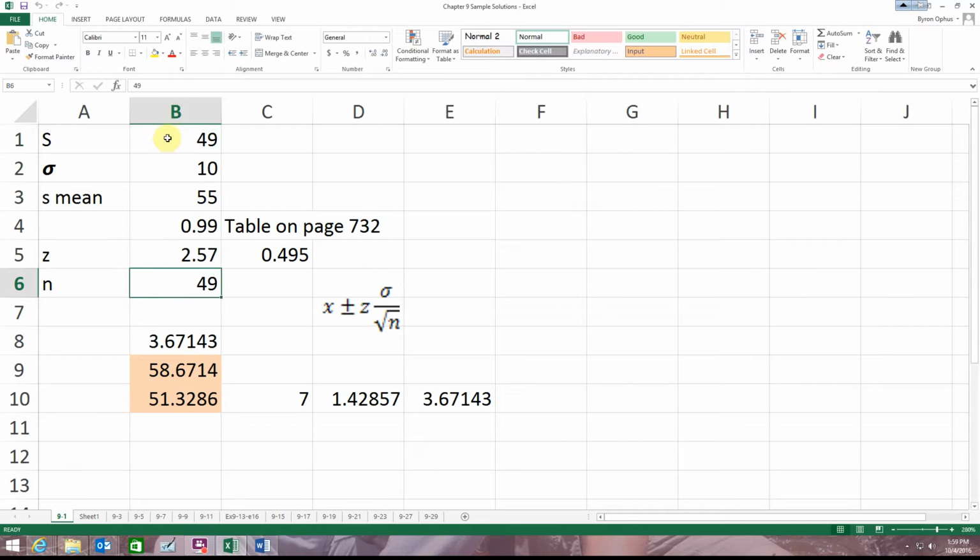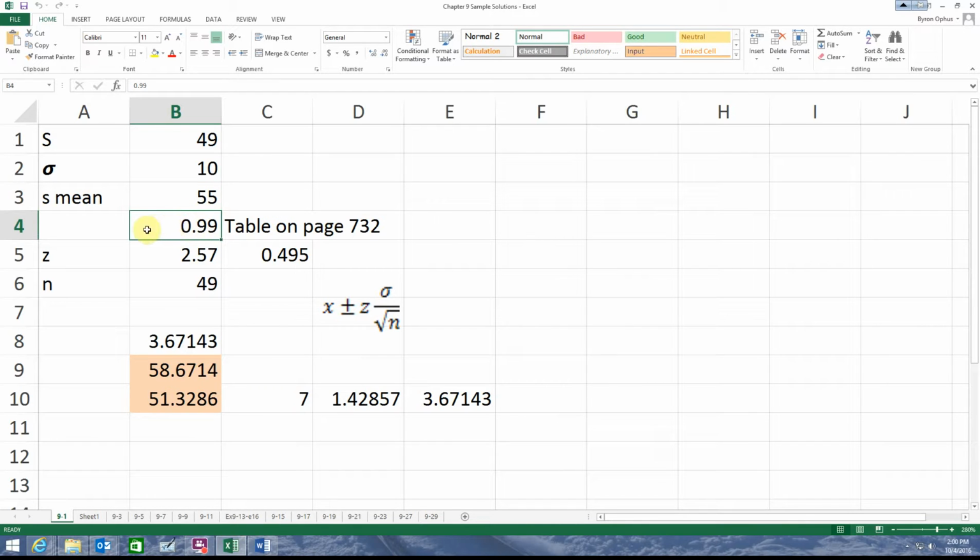I have it represented both as the size of the sample, s, and n, which is the size of the sample. Okay, so in our case, we input our information. Our n is equal to 49. Our standard deviation is 10. That's given to us. And the sample mean is 55. And so we want to know with 99% confidence between what numbers the population mean will fall, based on our sample mean.